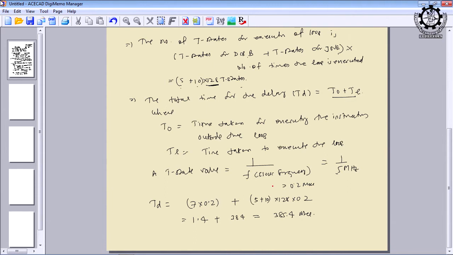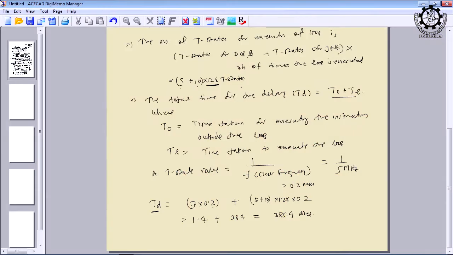As the frequency increases, the time decreases. So, particularly for this example, the total time is equal to 7 into 0.2. How did you get 7 into 0.2? 0.2 is the T state value and 7 is the number of T states required to execute that instruction. In this case, it is MVI B, 80H, because in this example, the only instruction available outside the loop is MVI B, 80H.